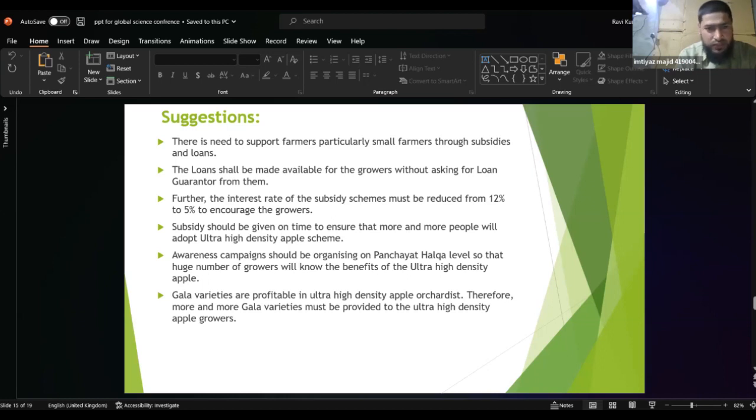Awareness campaigns should be organized at panchayat halka level so that a huge number of growers will know the benefits of ultra high density apple. Gala varieties are profitable in ultra high density apple orchards. Therefore, more and more Gala varieties should be provided to the ultra high density apple growers.